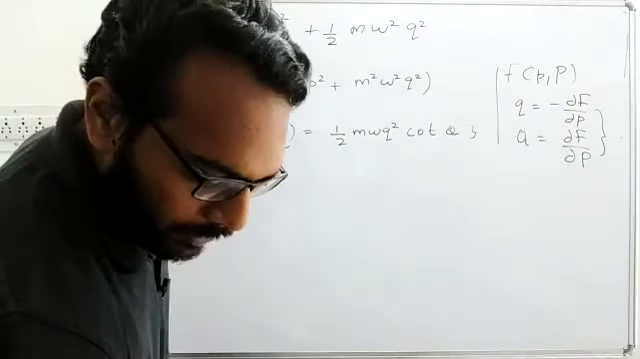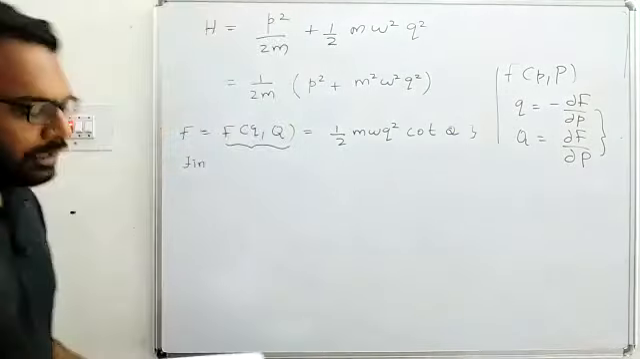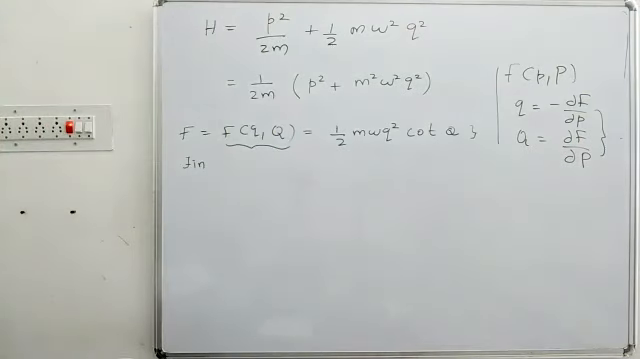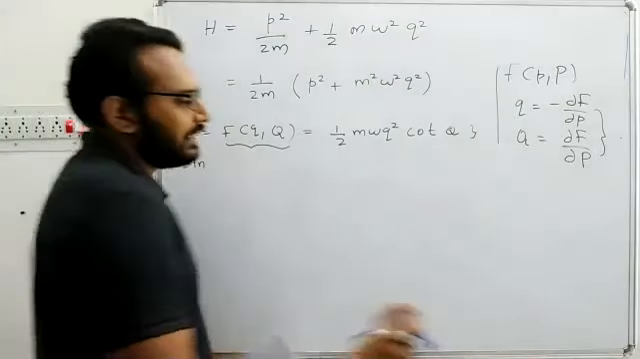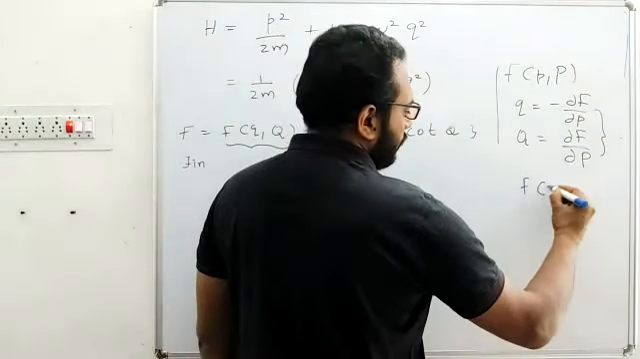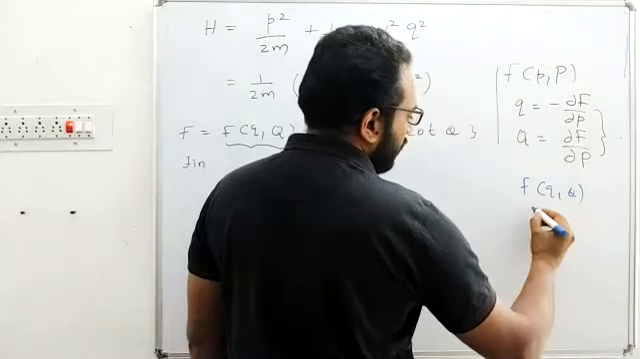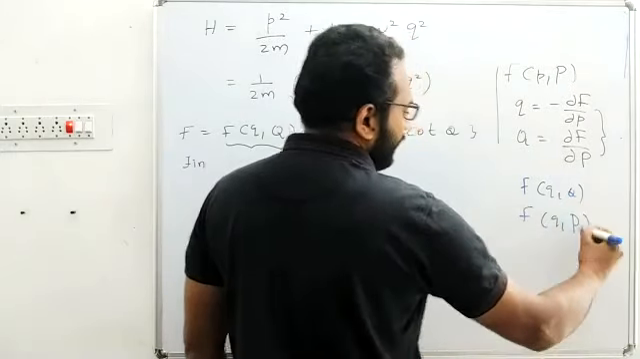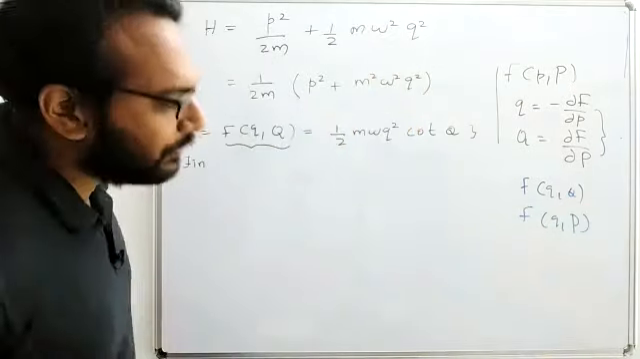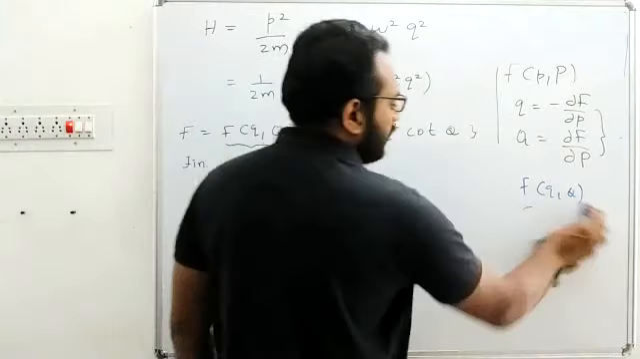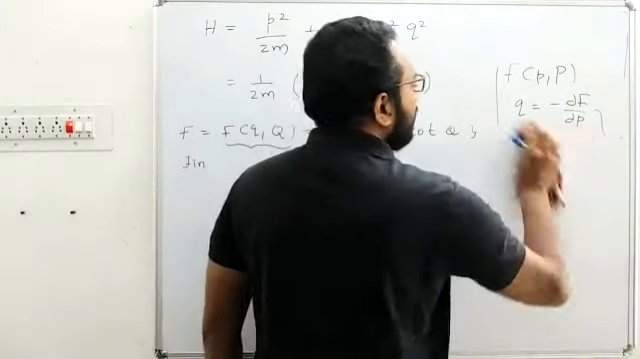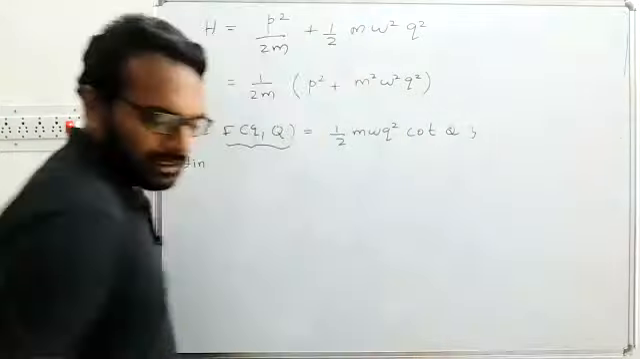Now for the same transformation, you could find different generating functions. That also can be done. For the same transformation, you can talk about F of q comma capital Q, or you can talk about F of q comma capital P, or anything. There may be different generating functions giving rise to the same canonical transformation.